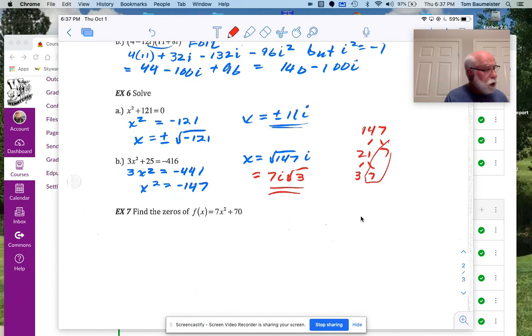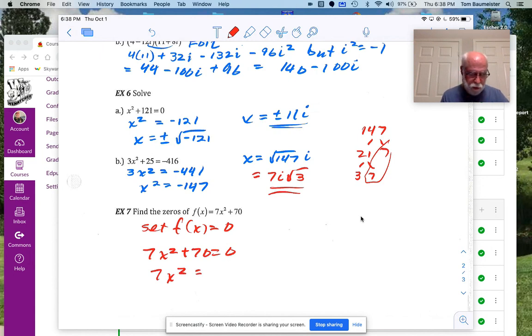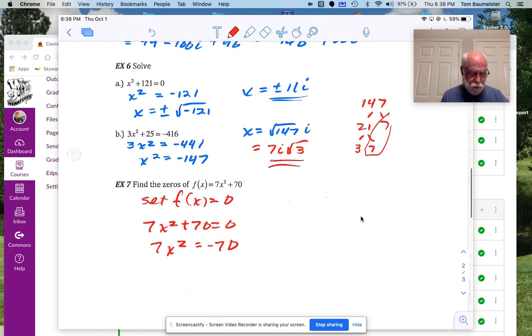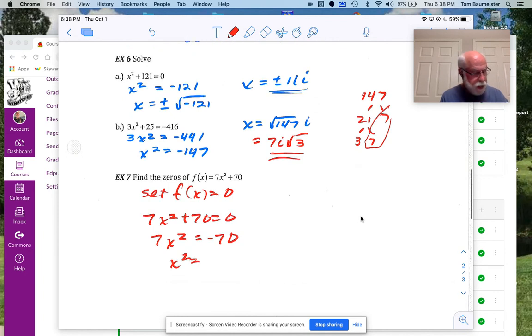And then finally the last problem. Okay, find the zeros of f of x is equal to 7x squared plus 70. We're going to set f of x is equal to 0. So I'll get 7x squared plus 70 is equal to 0. Now I can say 7x squared is equal to negative 70. x squared is equal to negative 10. So I'll get x is equal to plus or minus the square root of negative 10.